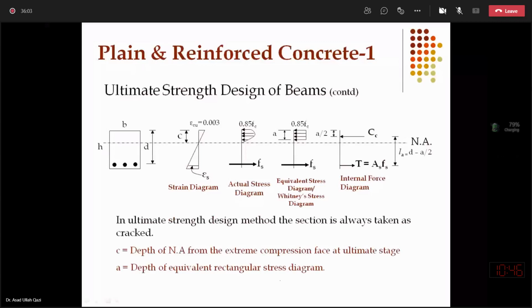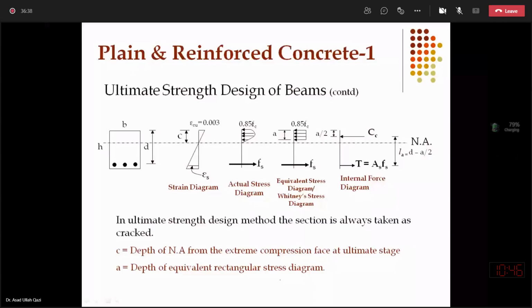Now this is the total flow chart to determine the internal resistance on a cross section. This is a very good slide because it will help you understand the total steps we want to perform in order to get the internal resistance of a beam at some cross section.